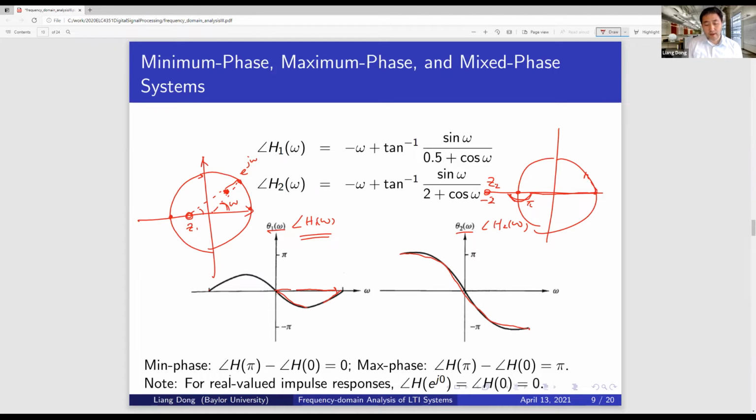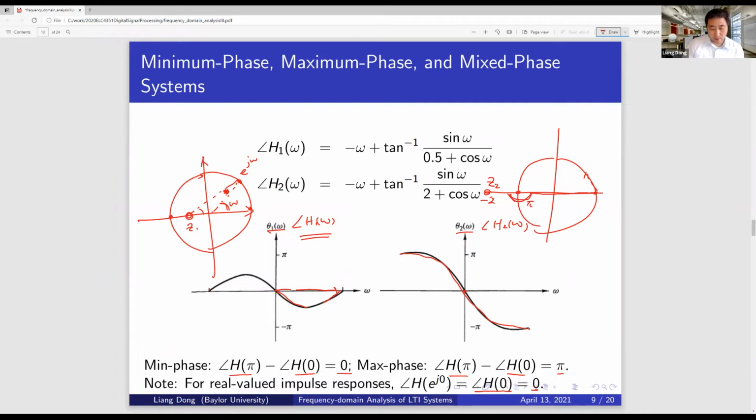The angle of H(π) subtract the angle of H(0) is 0. We call that minimum phase. If the angle of H(π) subtract the angle of H(0) is equal to π, we call that maximum phase. And for a real coefficient impulse response, we know that because it's symmetric, it's conjugate symmetric. So therefore, the phase will always go through the origin. That is, the angle of H(0) is always 0.